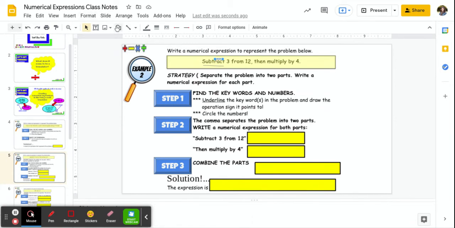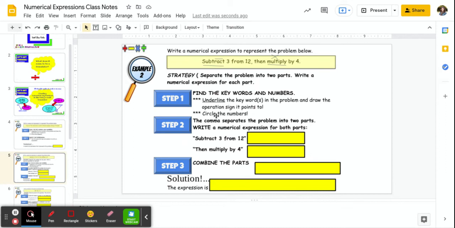Now I'm going to come over here and underline the word multiply, because sure enough, that's a keyword that points to multiplication. I'm going to go back and try out my scribble again. And I want to draw a multiplication symbol because this points to the operation multiplication. Okay, so here we have underlined subtract, we have underlined multiply, and we have drawn the operation symbols above it that they point to. That was the very first thing that I was to do.